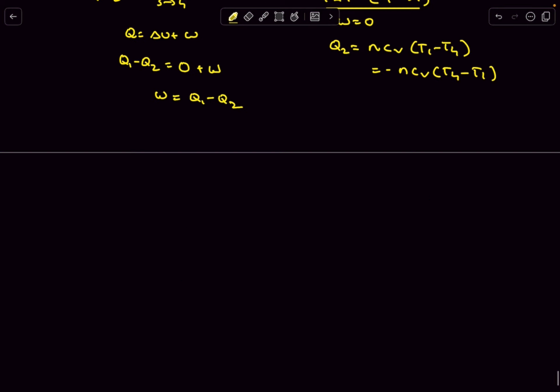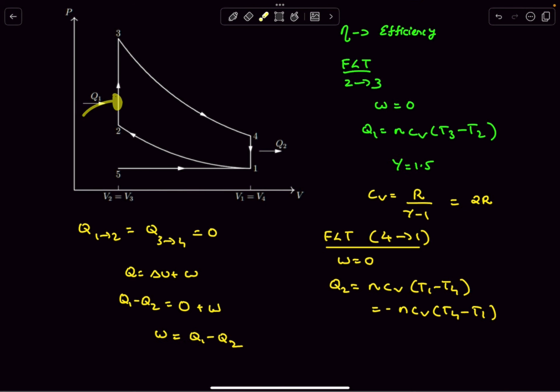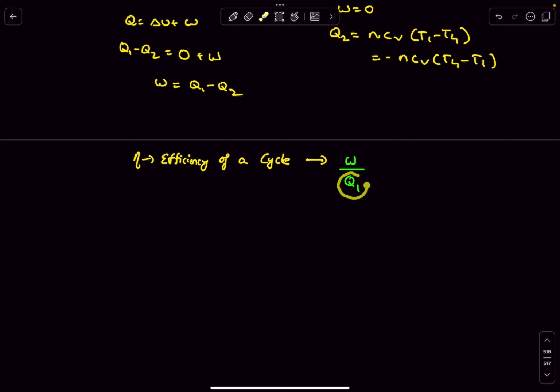Now guys, the efficiency of a cycle is defined as the maximum work output that we can obtain for a given heat input. In this case, the heat given to the thermodynamic system is Q1. So in the denominator there will be Q1, and in the numerator we'll write the work output that we obtain.